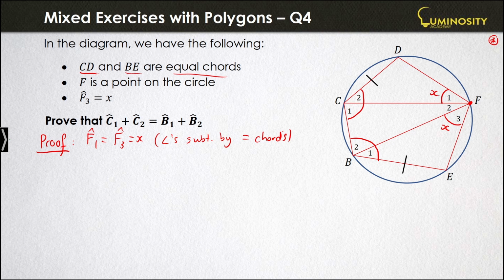Okay, so those angles are equal. What else can I put on here? Well, I've already put angle F3 as X, and F is a point on the circle we've already utilized. So now let's see how we can prove that these two angles C1 and C2, when added, are the same as B1 plus B2.